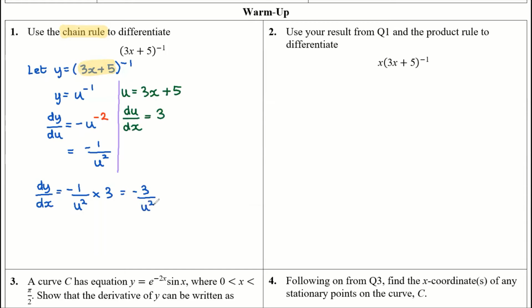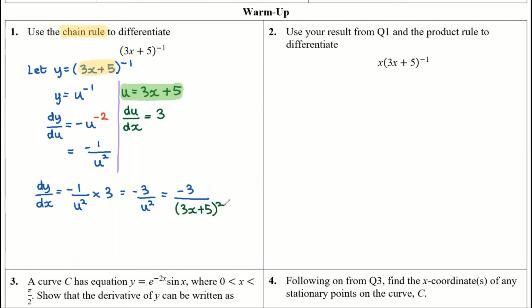Now, we can't leave it like that. We have to replace the u with the expression in terms of x. So let's do that now. So this is going to equal -3 divided by u squared, so that's going to be (3x plus 5) to the power 2. So there's our derivative. Okay, I hope that was all right. It's just more practice at the chain rule. Go back and practice some exercises on the chain rule from the notes if you feel you need to.